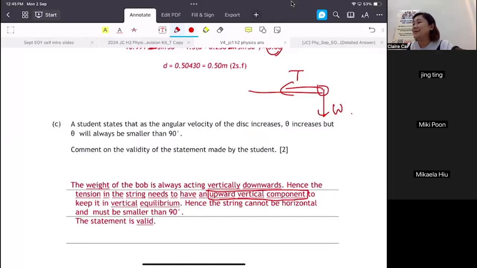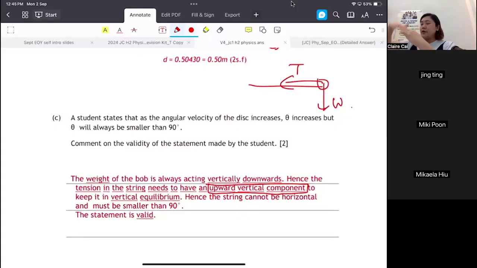Is it generally valid? It is not generally valid. The displacement can be, no, cannot. This one you need to look at the forces. If it's actually higher than that, then that component is even downwards. So with that downward component and the weight, there's nothing to balance it. It will cause it to come down.